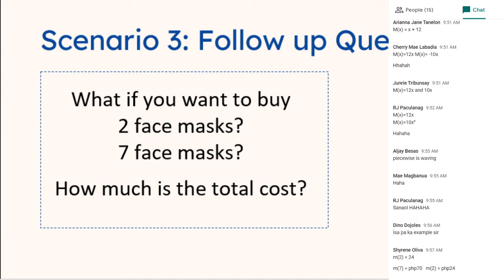Very good, tanan. Correct. How about number 2 or letter B? 7 naman ka face mask. Magamit bala kita 12x? Since it's greater than 5, we will use 10x. So m of 7 is equal to 10 times 7. The answer is 70. So in other words, buying 7 masks cost 70 pesos. So all your answers are correct. Very good.